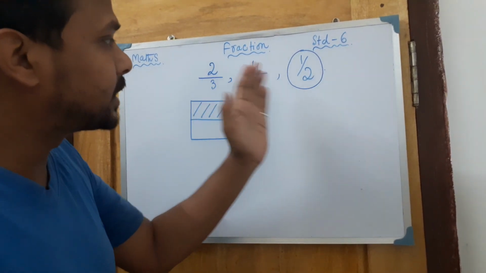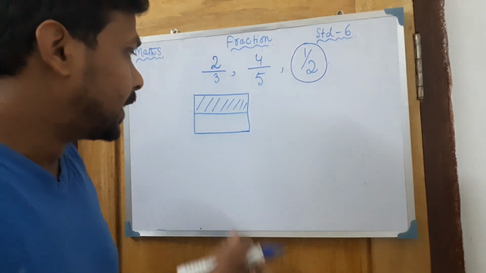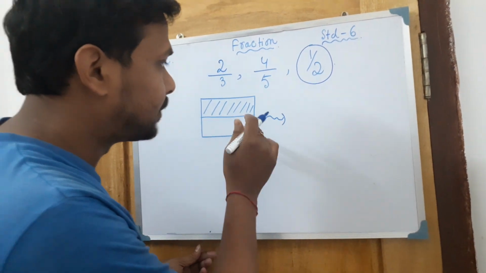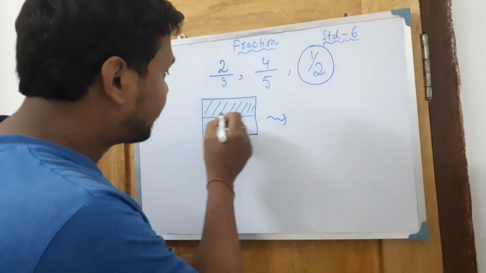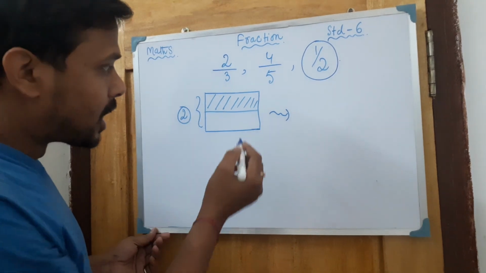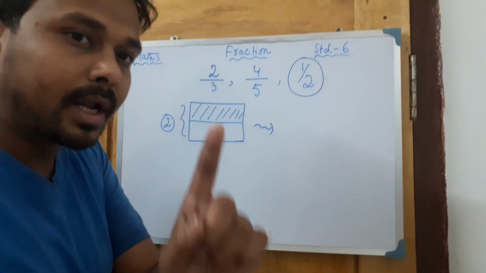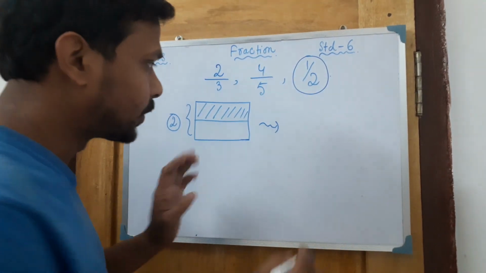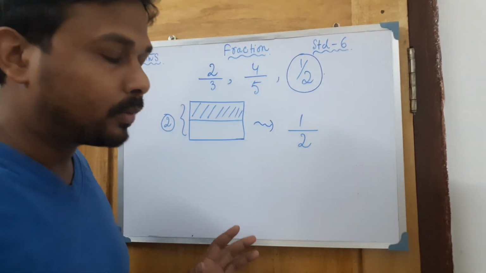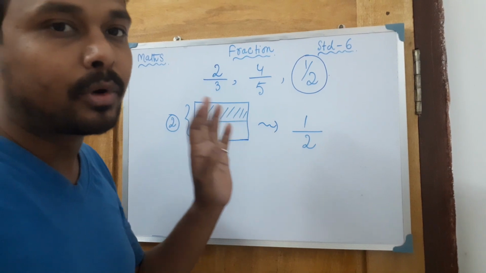But if you want to express this in mathematical terms, then I will write the fraction of the shaded part. Within how many spaces? Two spaces are there. Within these two parts, one part is the shaded one. So this is one type of fraction.